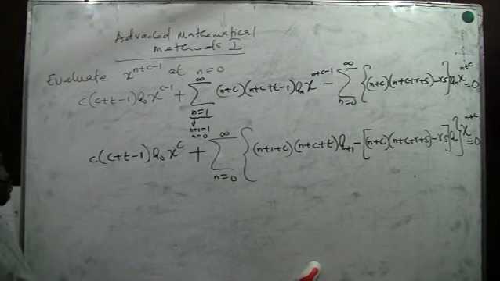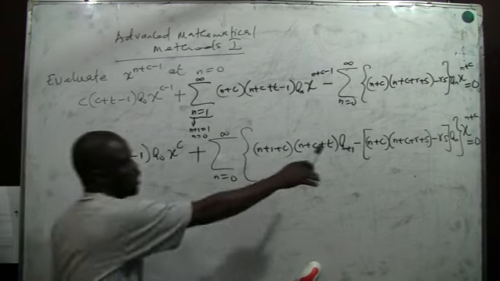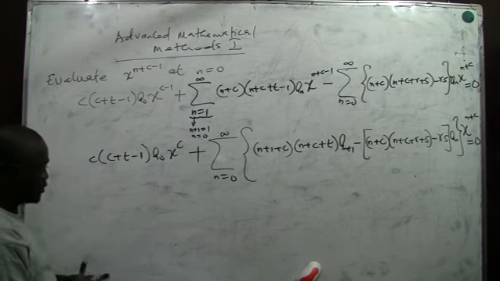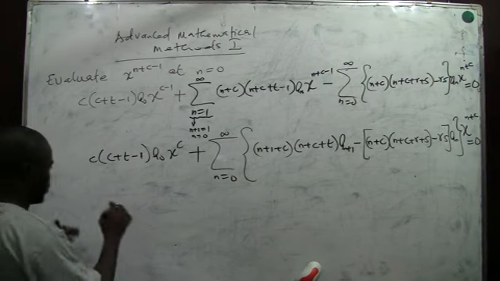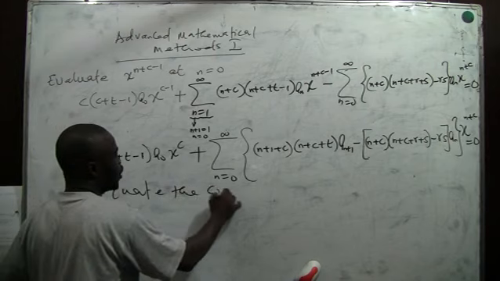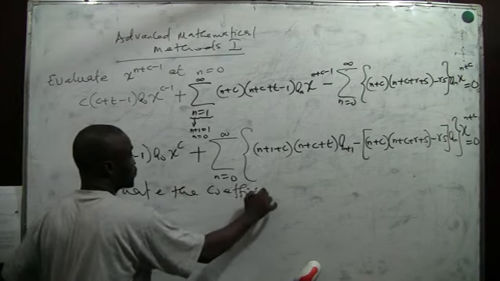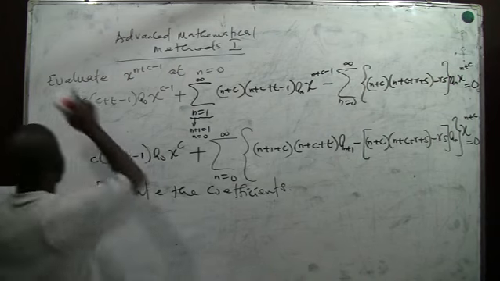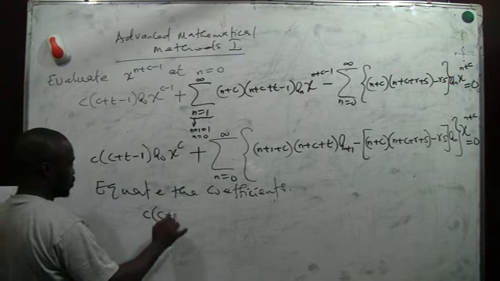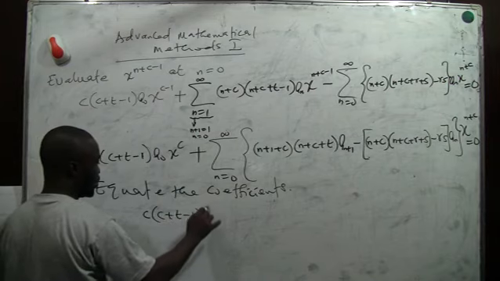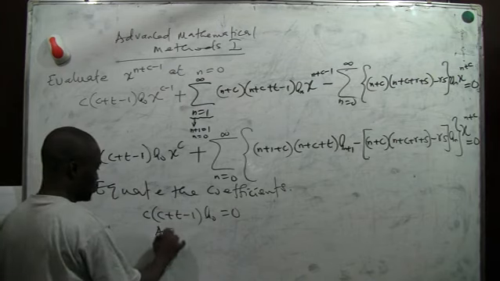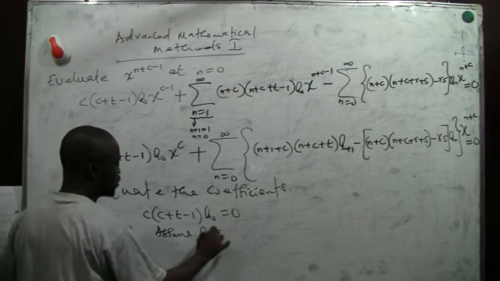Now we have achieved our aim here: the same counter for all of them and the same power. What next? We equate the coefficient. Let's start with the first term here. We are going to have c into c plus t minus 1, a naught becomes 0. So assume a naught is not 0.